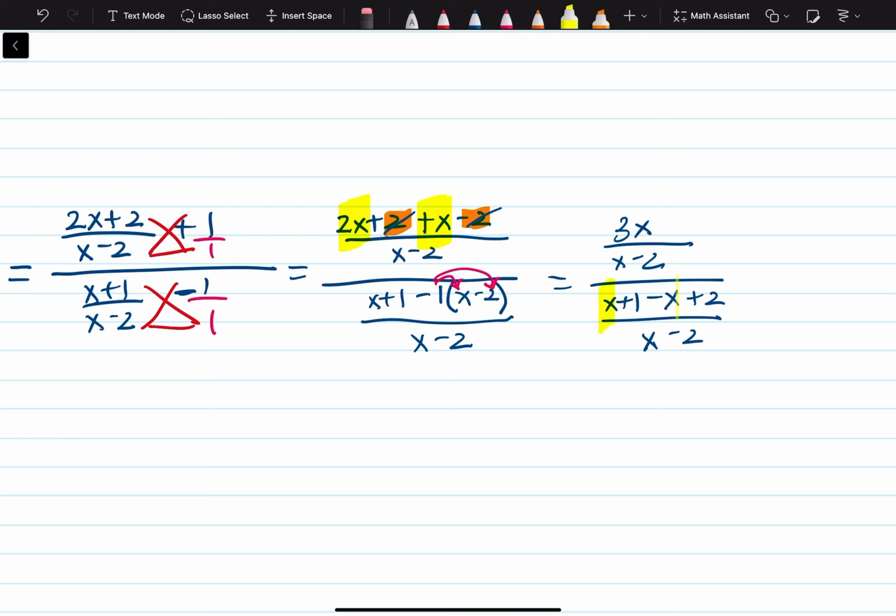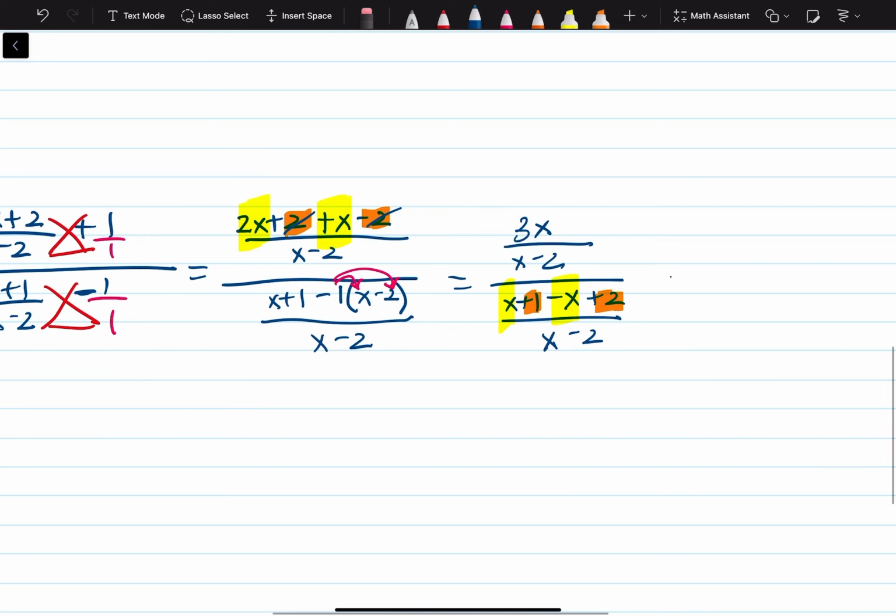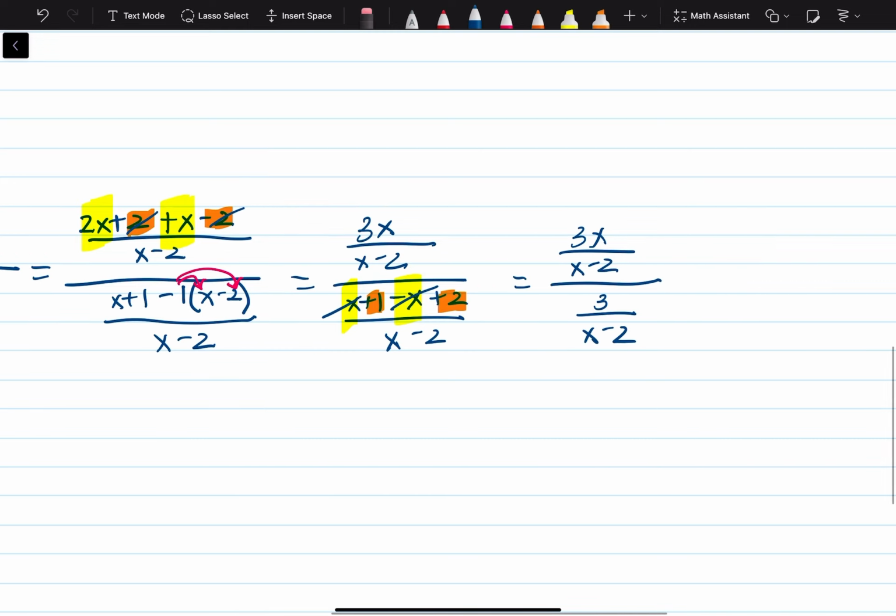x can be combined with negative x, and then positive 1 can be combined with positive 2. So this would give you 3x over x minus 2 all over x minus x. Those simplify out. 1 plus 2 is 3 over x minus 2. Complex fraction. We're getting close.